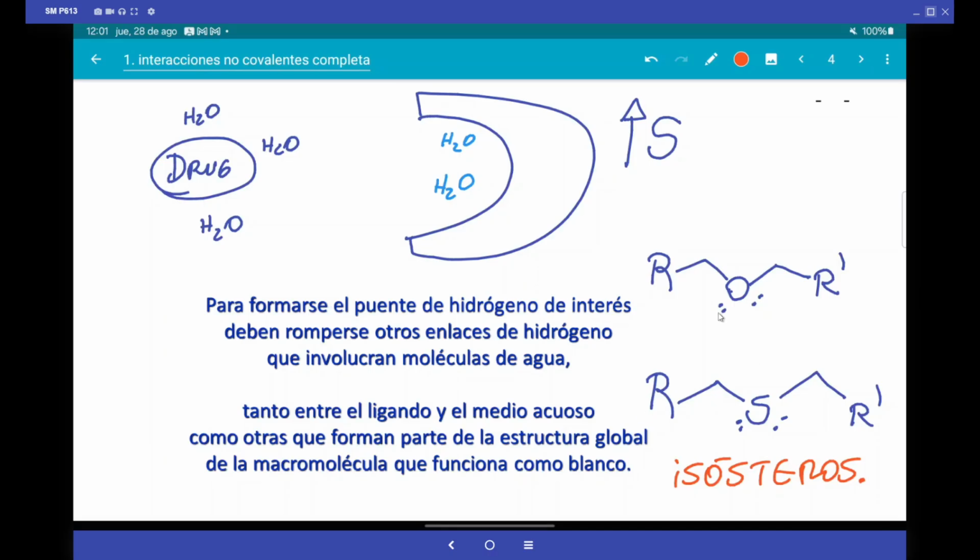Which of the two is more soluble? Very well, oxygen is very soluble, tends to form very strong hydrogen bridges with water, and therefore the interaction is bad, but not because the drug did not have the appropriate form; it is that it did not dissolve properly. And if it does not dissolve, it cannot make the interactions with the amino acids directly, only mediated by water. That is why it had to be replaced by sulfur, which is more lipophilic, less soluble.